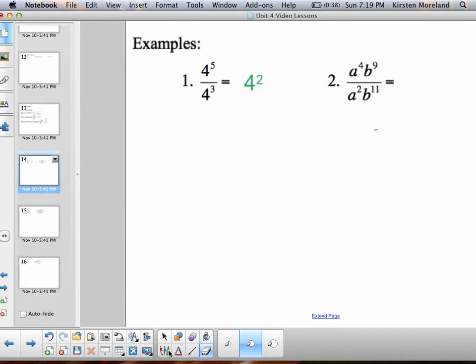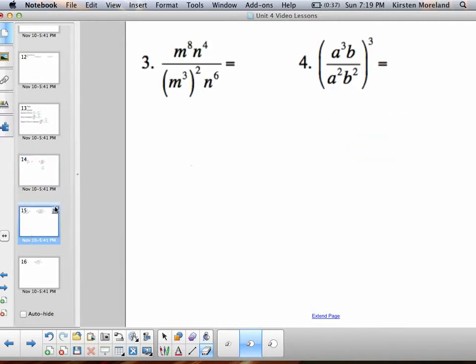Over here, I have two of the same bases. I have A, and I have B and B. So for each of the exponents, I'm going to subtract, so I'm going to get A to the second. And then B is funny because I get B to the negative 2, which really means that I have 2 left on the bottom. And you can see that because I have B to the 9th on top, B to the 11th on the bottom. You can see that the bigger number's on the bottom, which means that's where the exponent's going to be. So I get A squared over B squared.